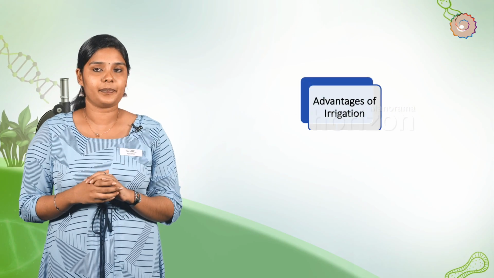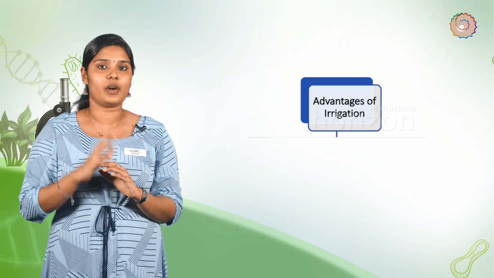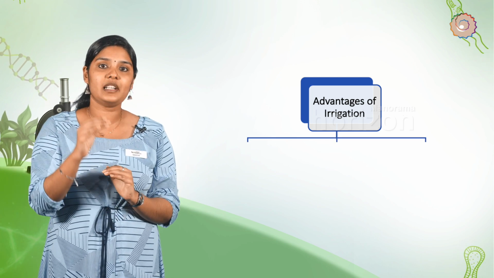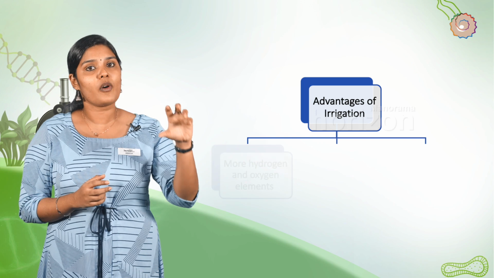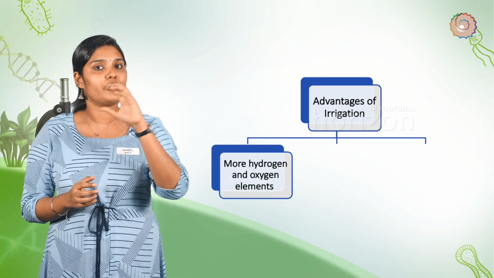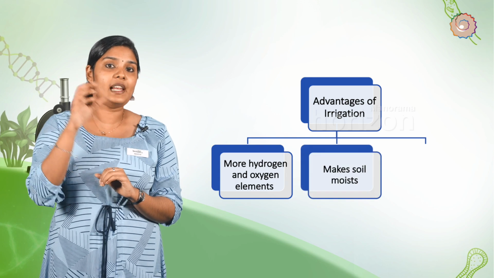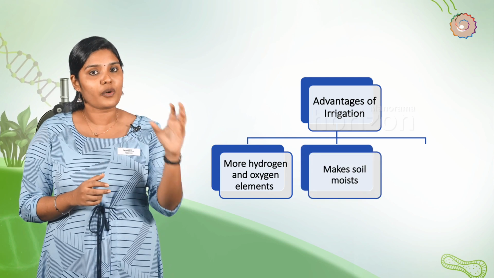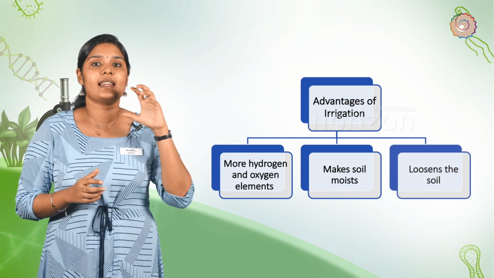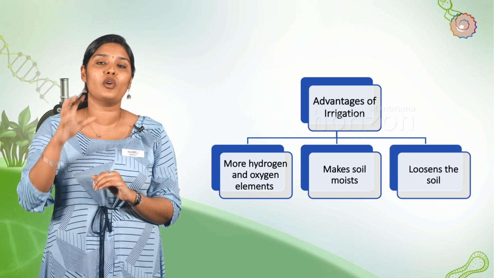Advantages of irrigation. Irrigation has many advantages over reliance on natural water supplies. Water by irrigation supplies more hydrogen and oxygen elements to the crop plants. Irrigation of crops makes the soil moist, which is required for germination of seeds. Irrigation loosens the soil and thus helps in elongation and growth of roots.